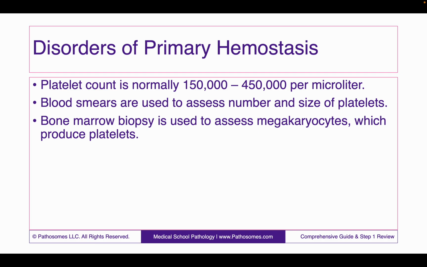Now, a bone marrow biopsy is used to assess megakaryocytes. What are megakaryocytes? Those are the cells that, upon maturation, get cleaved down, and the platelets are actually formed from their cytoplasmic budding. Megakaryocytes produce platelets. If the bone marrow biopsy doesn't show any megakaryocytes, that might hint at an issue, i.e., why the platelets aren't being produced.